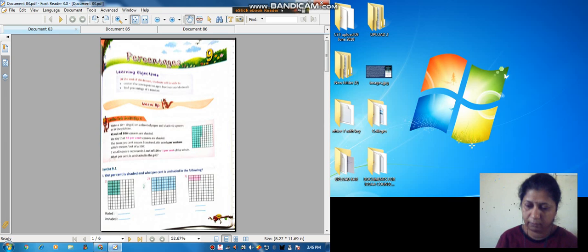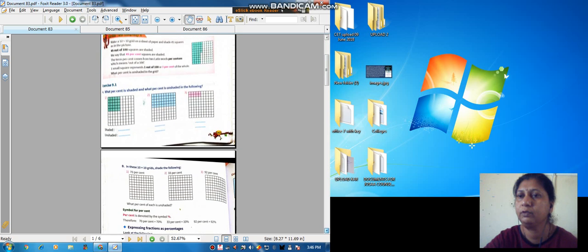Percentage means out of 100. We have started from page 143, in exercise 9.1. You can see on the screen a square grid made up of 100 small squares. The colorful parts we have to write as shaded. You have to write how many parts are shaded and how many are unshaded. Get it? Now next.